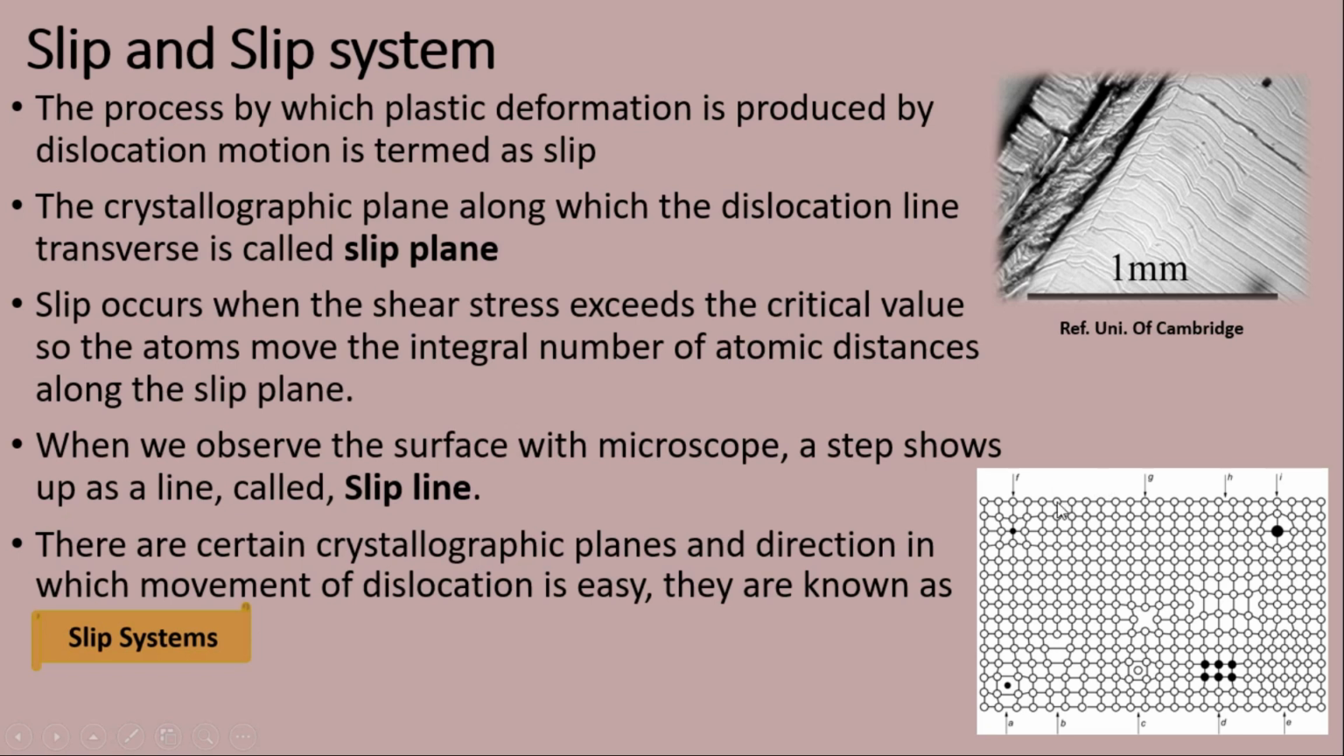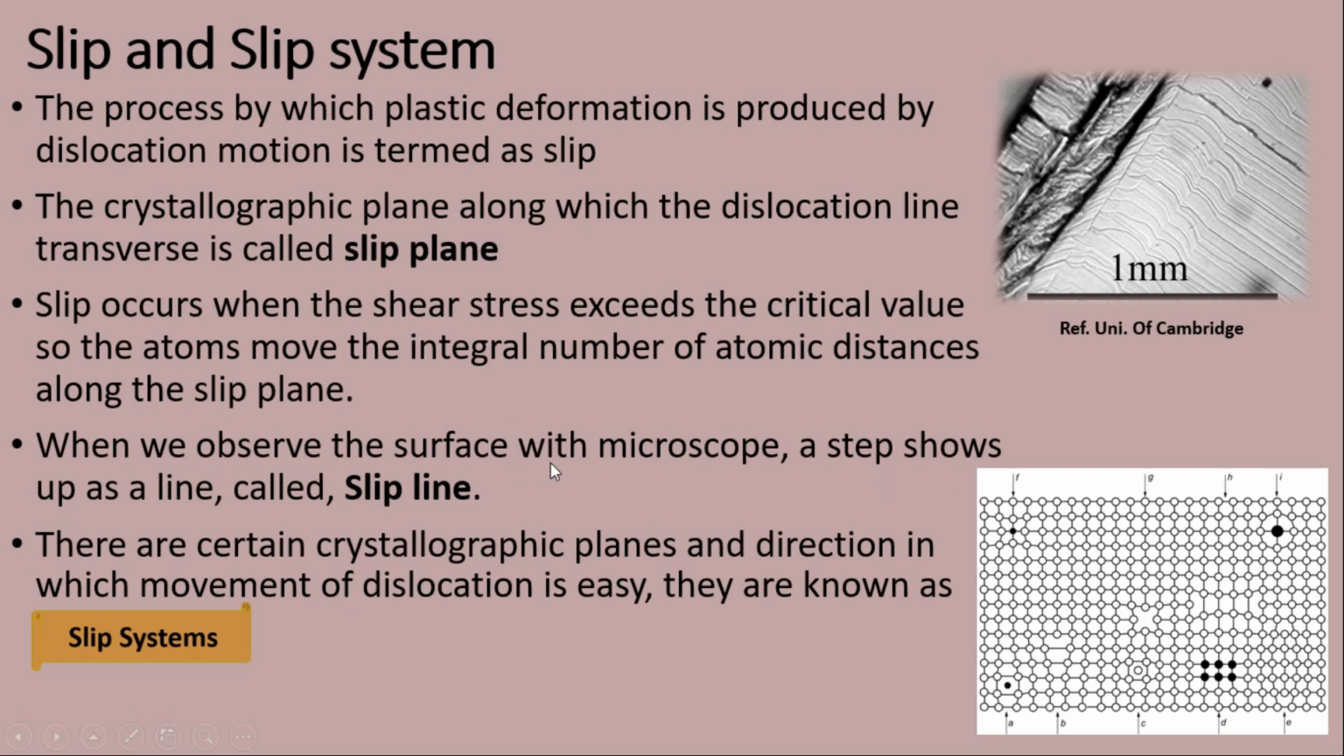So these are atomic distances from 1 to 2. This is one atomic distance, this is the second atomic distance we have, then the third atomic distance, then the fourth one. So these are the integral multiple, or the integral number of atomic distances, right?